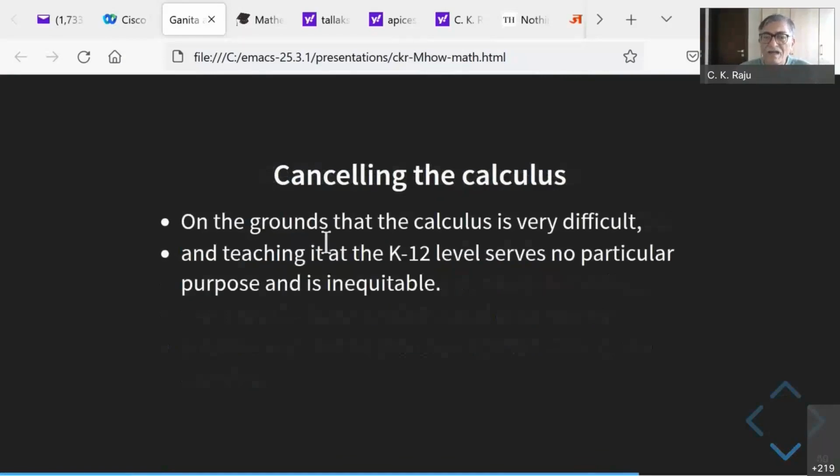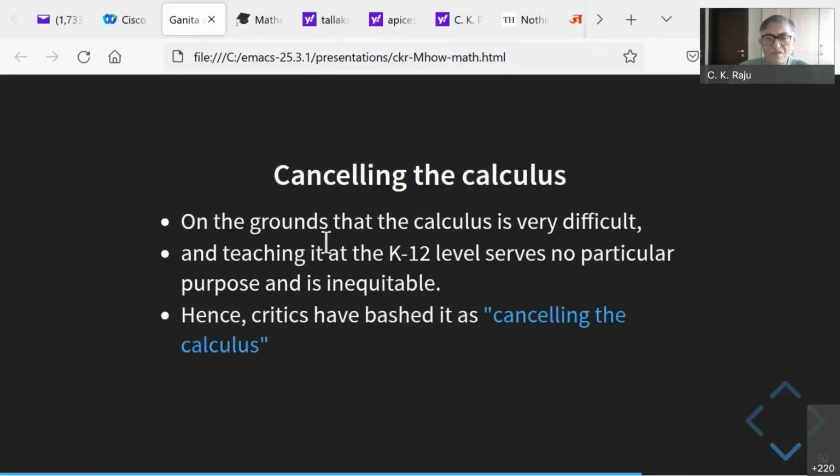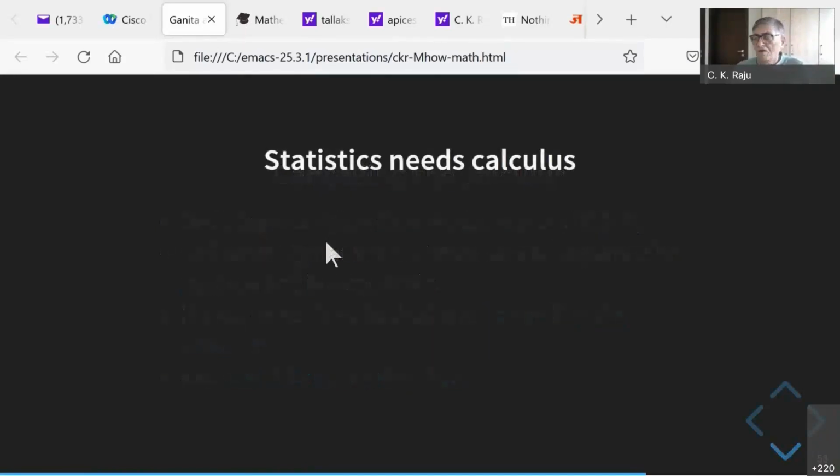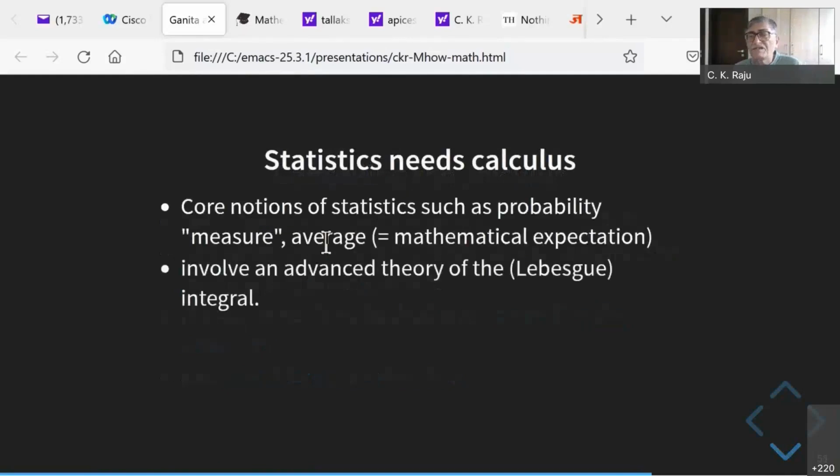And now, therefore they say it serves no purpose because you teach calculus in schools and people don't learn anything and they go on and they again take the same calculus course. So this is what the critics have called it, canceling the calculus, and they have asked for it to be revoked. I mean, there are so many petitions and so on in the US. All right, so there is some point in the argument because statistics needs calculus.